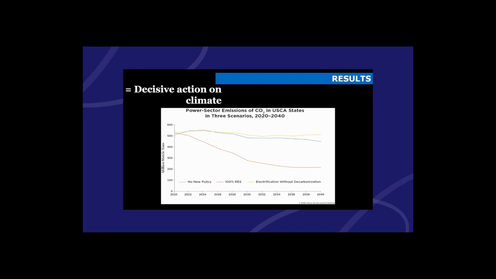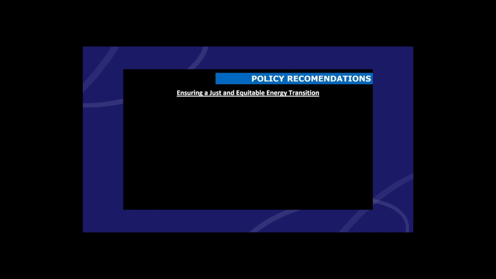And even the emissions for that electrification without decarbonization scenario would be 14% higher than just keeping on with the current policies and plans that we have in place. So in terms of recommendations from our analysis, we have a range of policies building on the renewable electricity standard to make sure that we are quickly moving away from fossil fuels, that we are reducing pollution, and that we promote an equitable outcome in the transition to renewable energy.